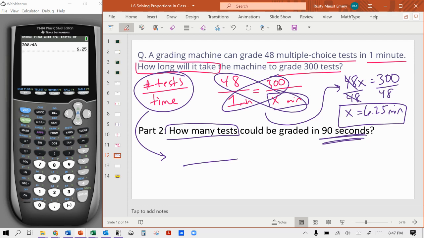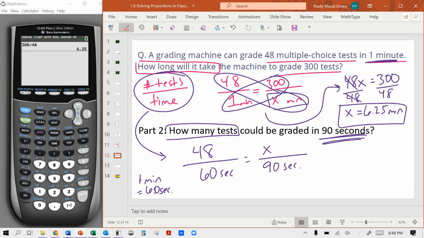But I'm going to start with the original information, the 48. So we knew there were 48 tests graded in 1 minute. Well, in this case, we're going to compare that to seconds. So time in this case needs to be in seconds. So 1 minute, right? 1 minute is 60 seconds. So I'm going to put 60, and just a reminder to myself here, 60 seconds down below over, we want to know how many tests, so that's the unknown. The unknown is the number of tests. So X number of tests in 90 seconds.